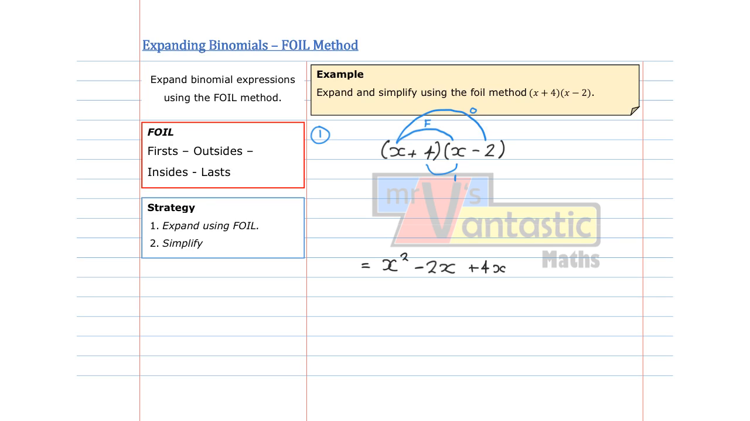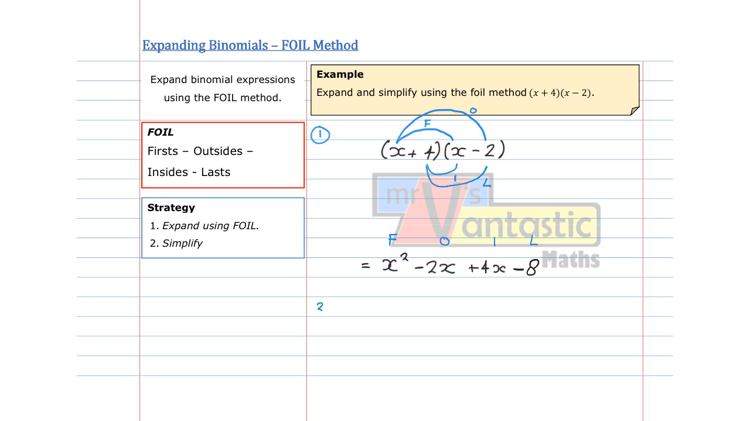And lastly, we're going to multiply the last terms. So in both these brackets, the last term of this bracket is 4, and the last term of this bracket is negative 2. So I'm going to multiply 4 by negative 2 to give us our lasts, and 4 times the negative 2 is minus 8. And so we call this the FOIL method because if we use those initials, F-O-I-L, we've just FOILed that equation.